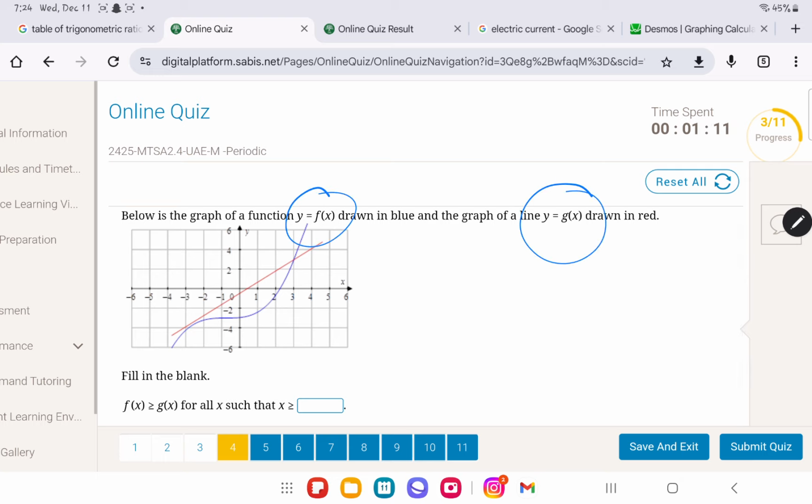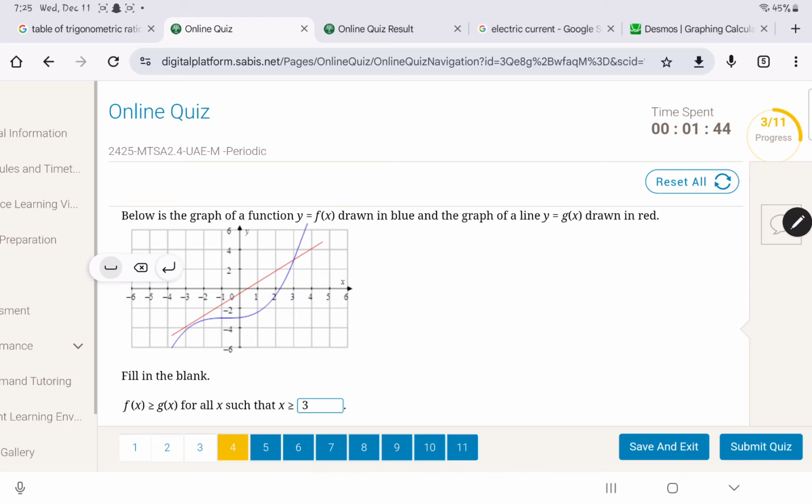Question number 4, they're asking us, below is this line, y is equal to f(x), and then another one, which is y is equal to g(x). They need a point where f(x) is greater than g(x). They told us f(x) is the one in blue, g(x) is the one in red. So tell me at which point does the blue line start becoming greater than the red line? It's at this point over here, which is 3.